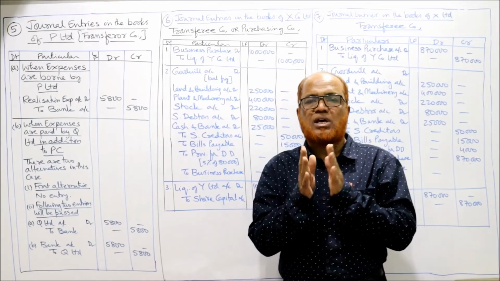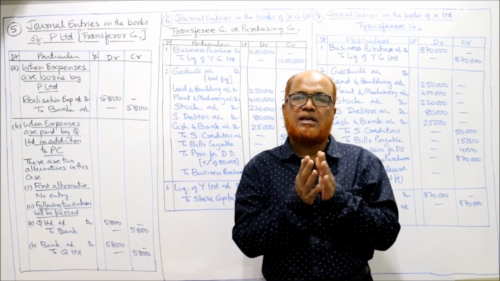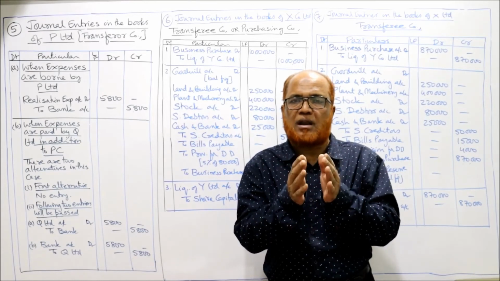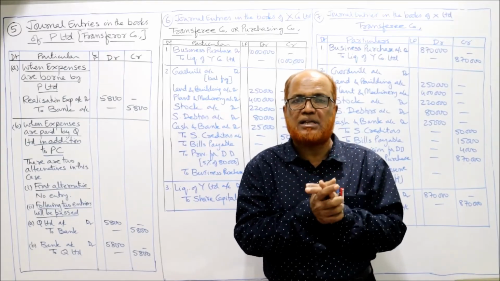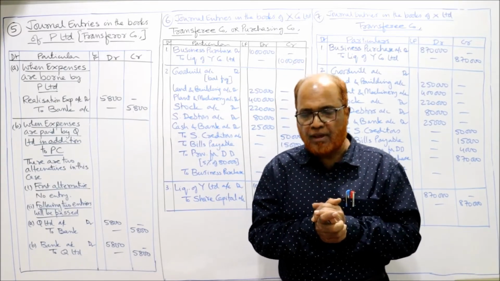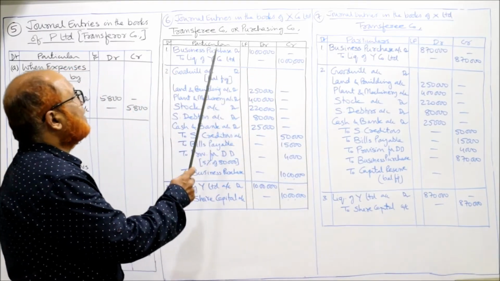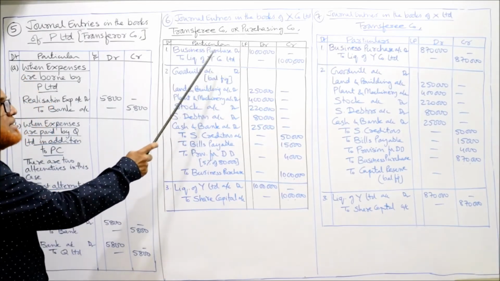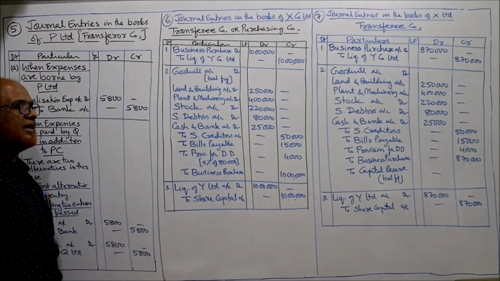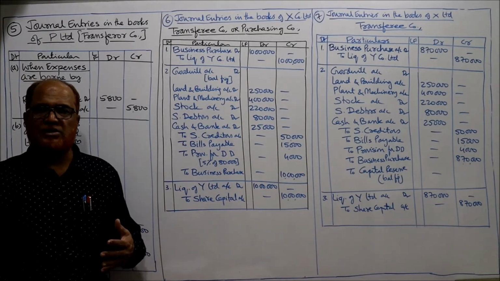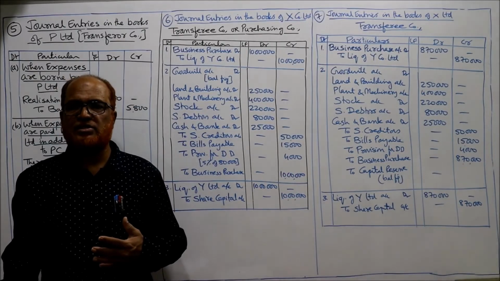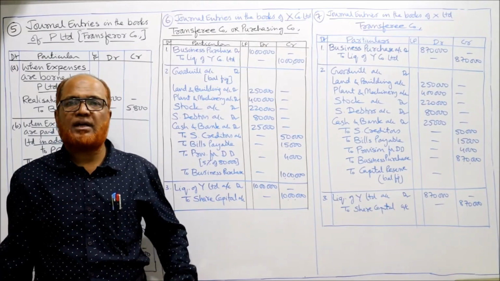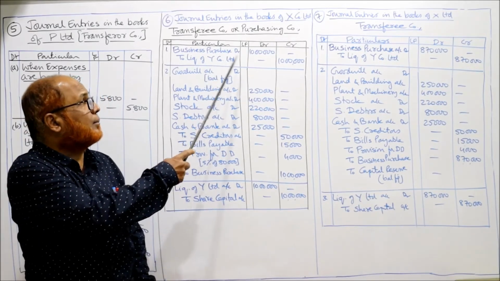So we are required to pass the journal entry in the books of X Company. X Company is the transferee company, purchasing company. तो purchasing company में हमको journal entry pass करना है only for assets and liabilities taken over, right? Now see here, this is the entry. Journal entry in the books of X Company Limited, transferee company or purchasing company. Business purchase account debit to liquidator of Y Limited 10 lakh. First entry, business purchased and PC due. Business purchase कर लिए, कितने में purchase करें? 10 lakh. तो business purchase account debit 10 lakh to liquidator of Y company.